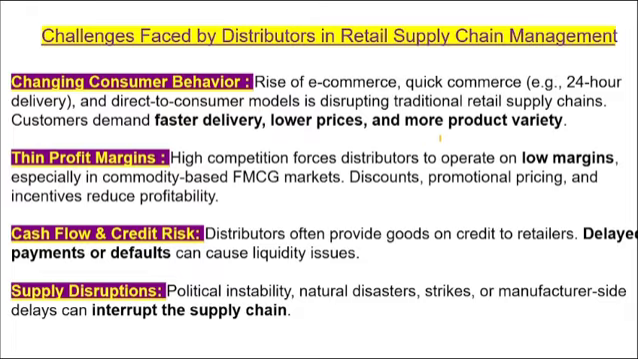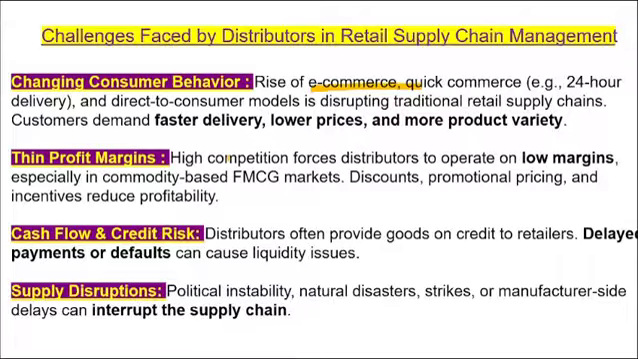Like changing consumer behavior, because customers are mainly shifting from this channel to e-commerce. They have their own mobile app, they just choose the product from their mobile and order from there. So these parts are eliminating the distribution, especially in e-commerce, which is known as quick commerce. Okay, this is the big challenge that distributors mainly face.